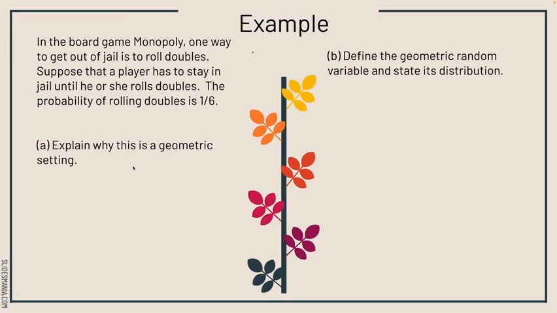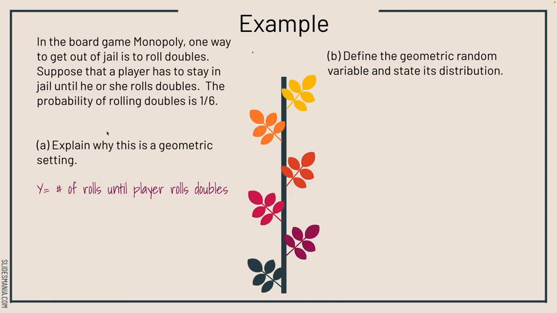In the board game Monopoly, one way to get out of jail is to roll doubles. Suppose that a player has to stay in jail until he or she rolls doubles. The probability of rolling doubles is 1/6. Explain why this is a geometric setting. Y is the number of rolls until the player rolls doubles. Because it says, suppose that the player has to stay in jail until he or she rolls doubles. So we are going to count up how many rolls it will take to get the doubles.